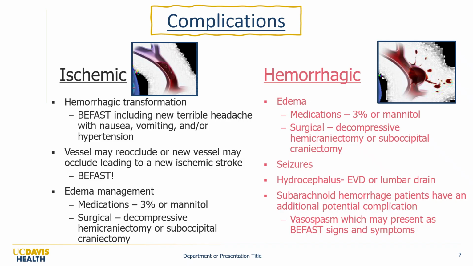What types of complications might you see in each of these types of strokes? Ischemic strokes can sometimes hemorrhage into the infarcted brain tissue, potentially causing worsened BFAST signs and symptoms, with or without a sudden onset severe headache that includes nausea, vomiting, and/or hypertension. Other complications for ischemic stroke patients include re-occlusion of the vessel, causing the original stroke signs and symptoms, or occlusion of a new vessel, causing new BFAST signs and symptoms.